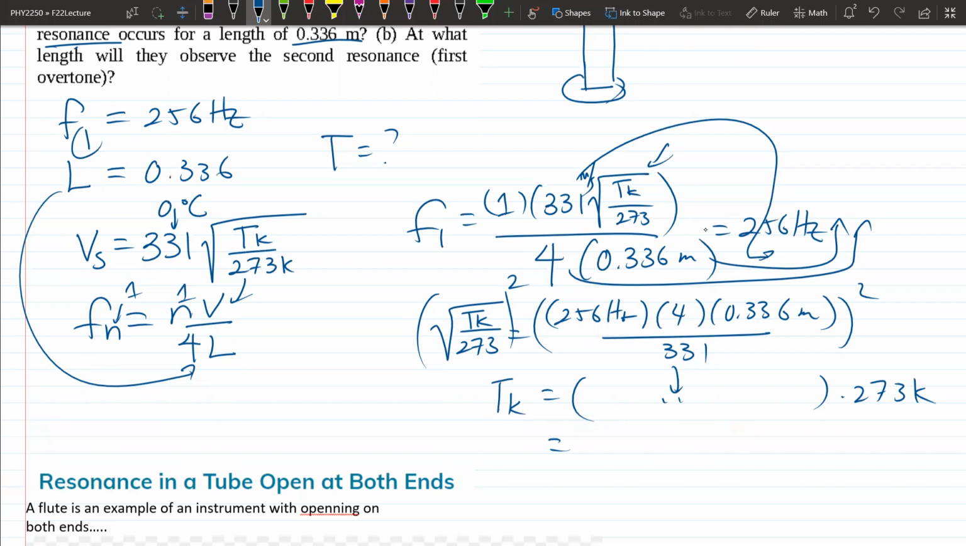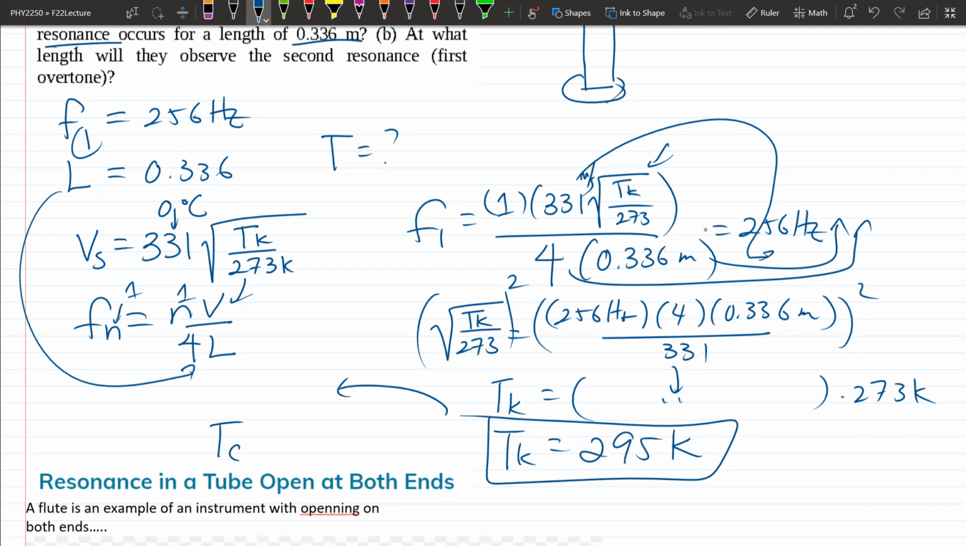Let's see what that number is. 256 times 4 times 0.336 divided by 331, the whole thing squared, times 273. And I got the temperature in Kelvin to be 293 Kelvin. Is 293 Kelvin sensible for around room temperature? Maybe people are not familiar with the Kelvin scale, so I can convert this to Celsius by just subtracting 273 from it. This is actually 22 degrees Celsius, and that's around what room temperature is.